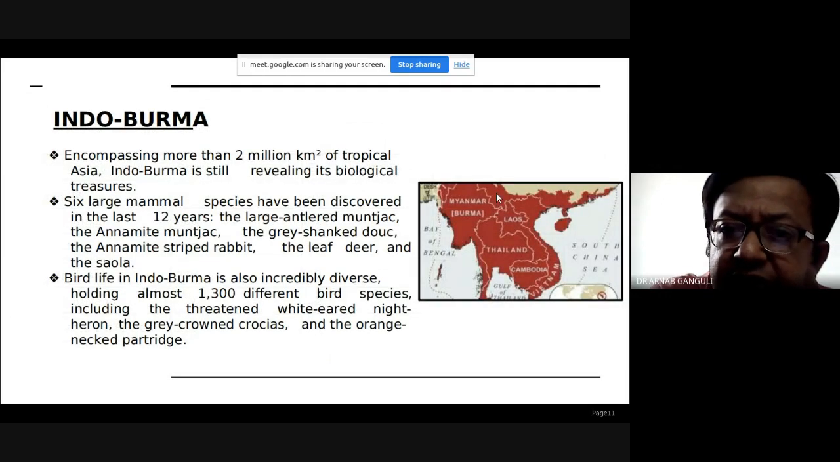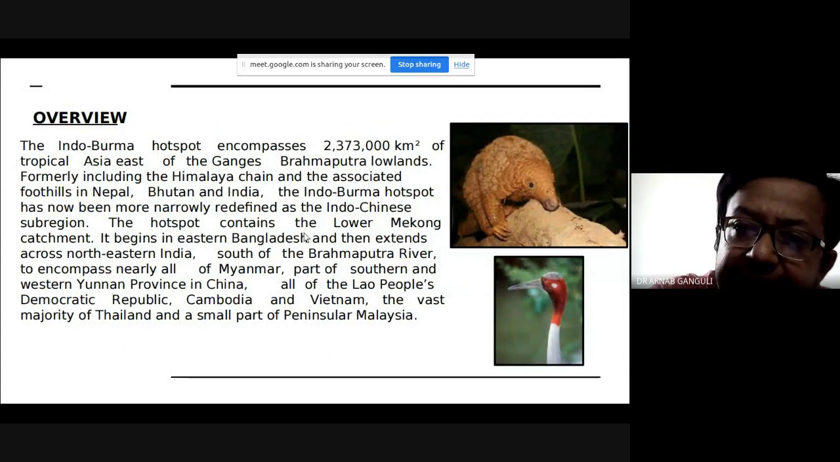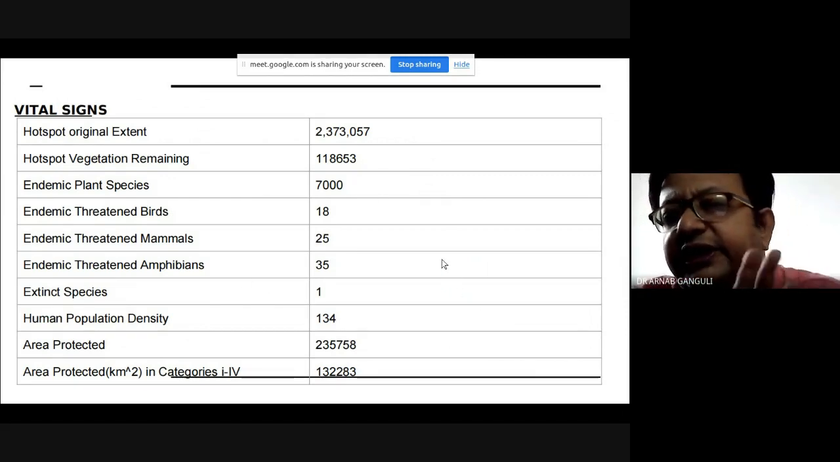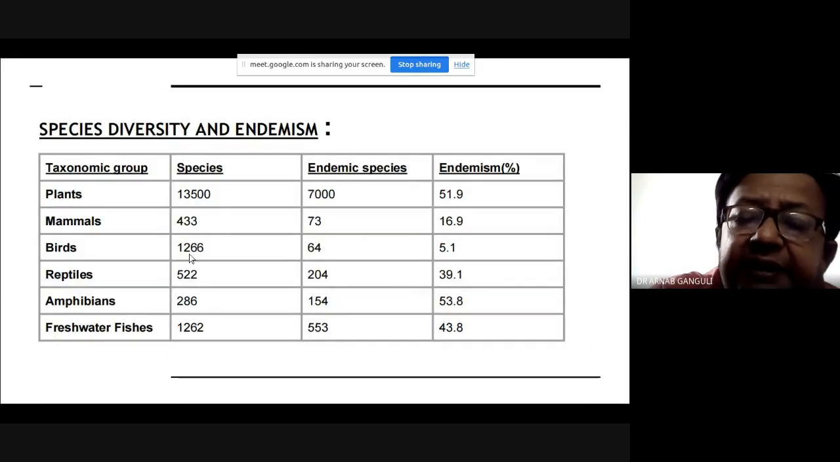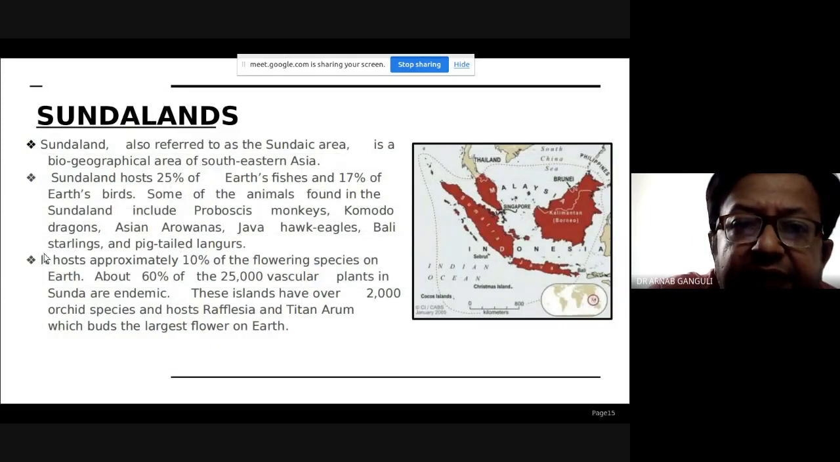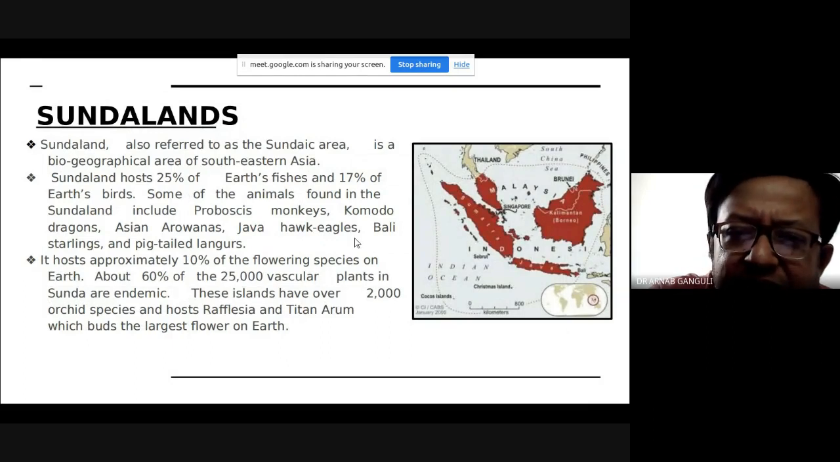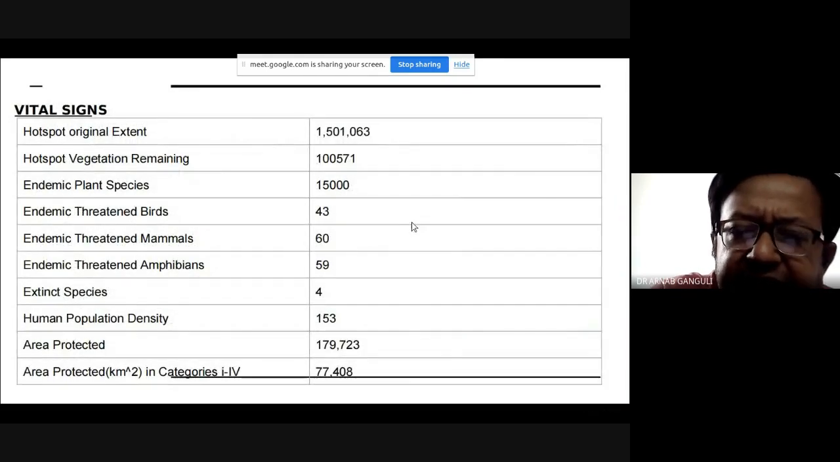Then the Indo-Burma region. Same thing. These are the animals which are found over there. Brahmaputra area, in Assam. So this area also you have to study. These are the hotspot areas in India. You don't need to study the whole world, only India. So Himalayas is done, here also you have to study the endemism. Then you have the Sundalands, the Malaysian area. You don't need to study this, but earlier it was in the syllabus, now it is not.